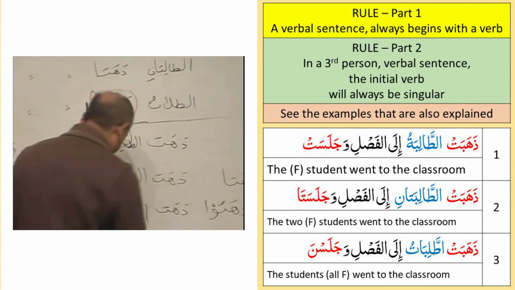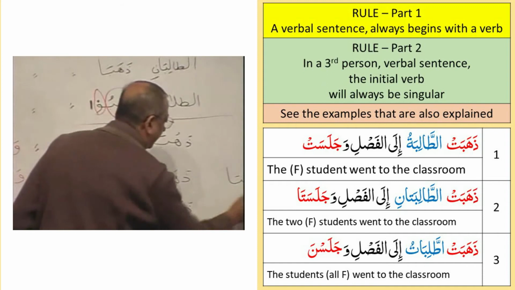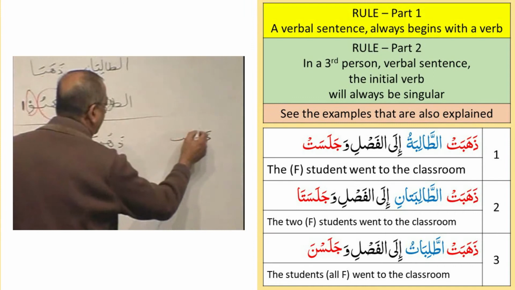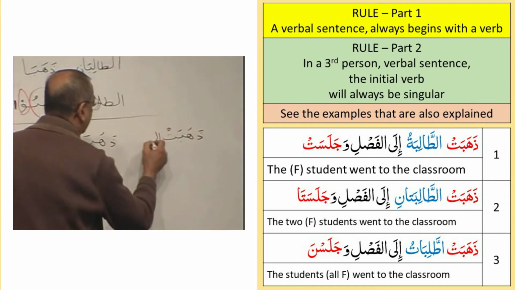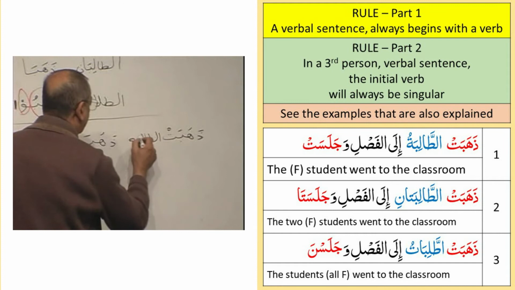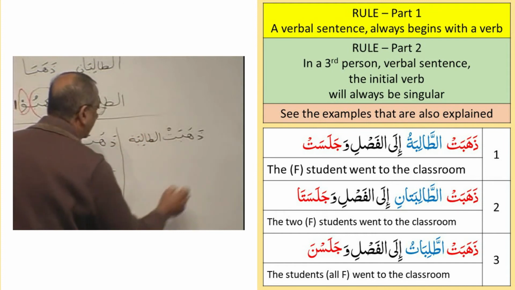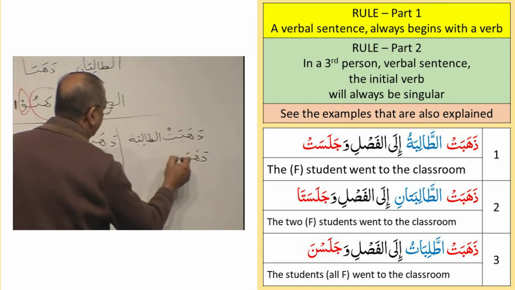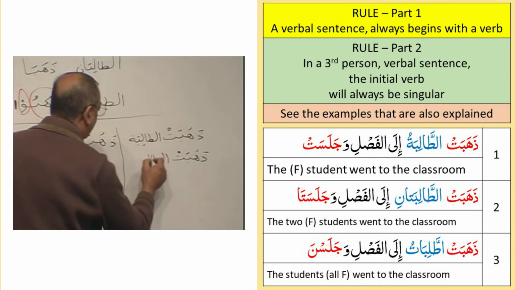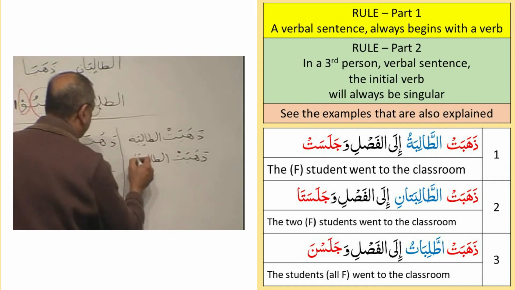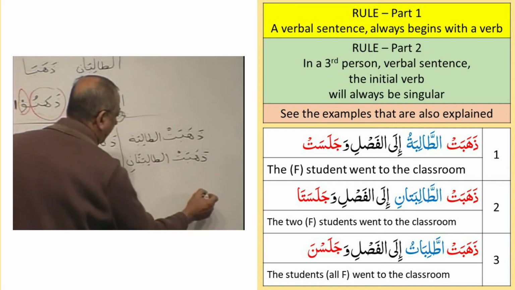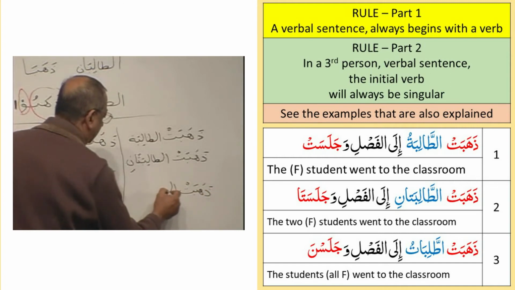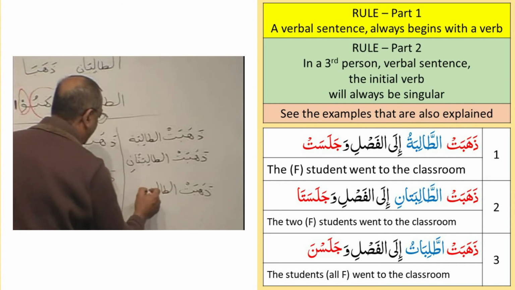Maybe I should write down here, brothers and sisters, in order to make it very clear. ذهبت طالبة. Are you with me? ذهبت الطالبتان, and then I write down here ذهبت الطالبات.